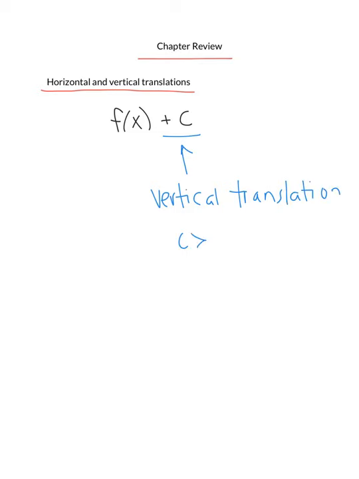If c is greater than 0, this means that we have a shift up. If it is less than 0, we have a shift down.